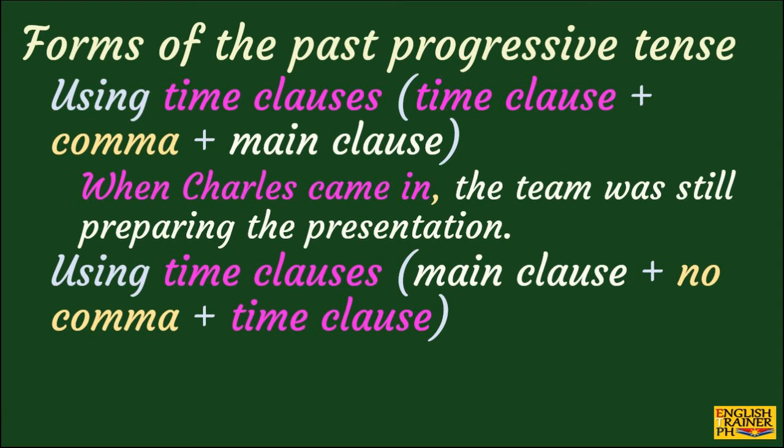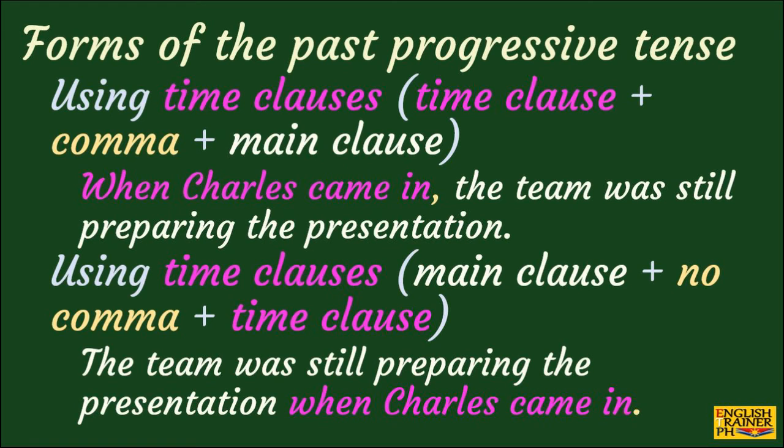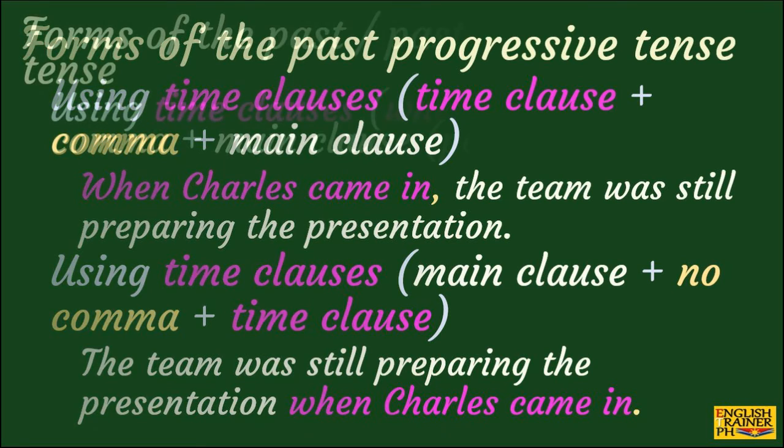In the second structure, the meaning is still the same as the first one. However, again, we're going to put our main clause at the start of our sentence instead of at the end. And what we're going to do is we're not going to use a comma. We're just going to continue to the time clause because we know that our time clause starts with when.